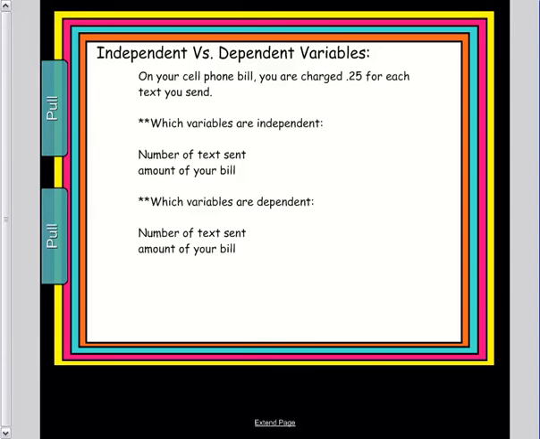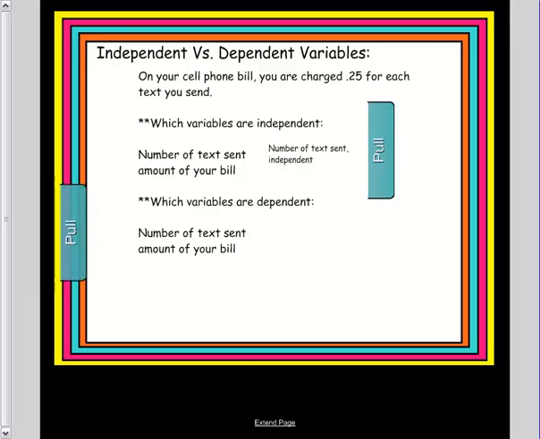On your cell phone bill, you're charged 25 cents for each text that you send. Okay, so we want to know, is the number of texts sent or the amount of your bill going to be independent? The one that's independent is the number of texts that you send, okay? The more texts I send, the higher my bill is. Therefore, my bill is dependent upon the number of texts.